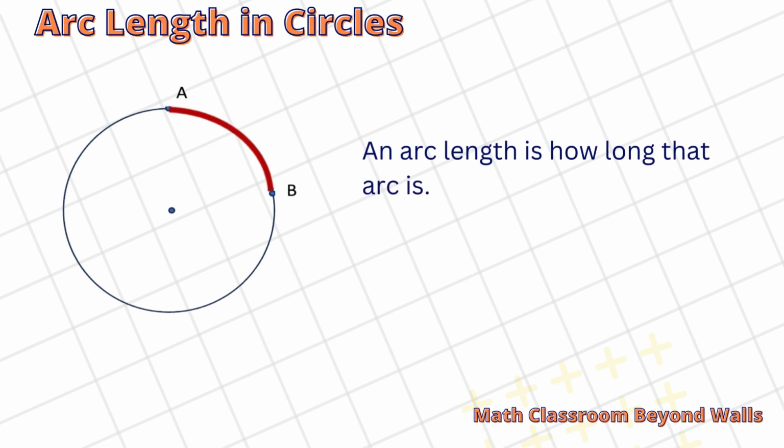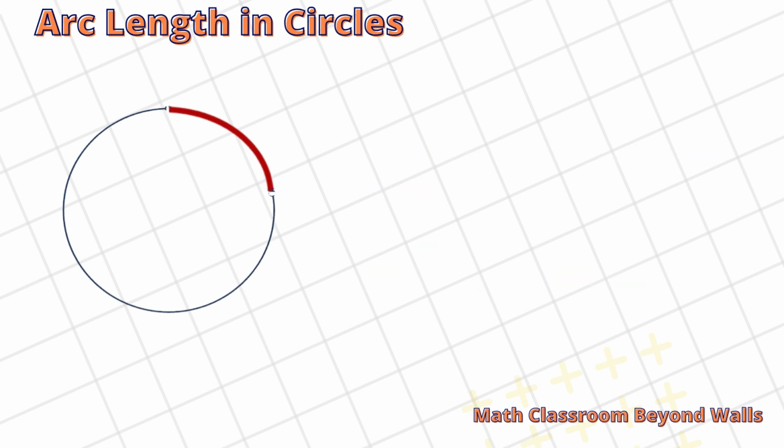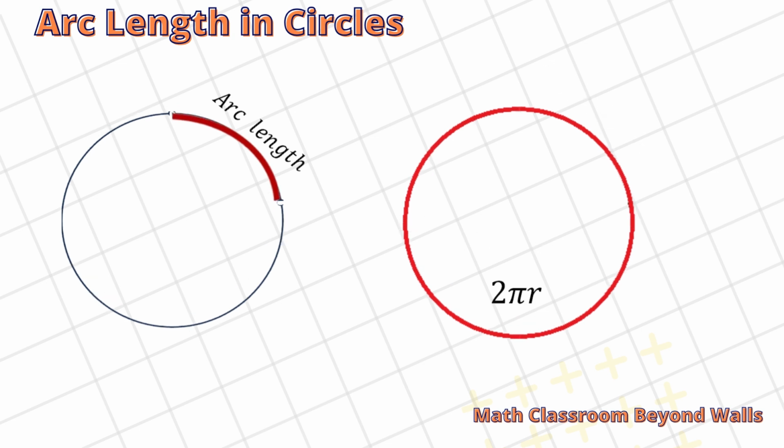An arc length, or length of the arc, is how long that arc is. Hence, its unit of measures are length units like inches, meter, feet, etc. Circumference, as everybody knows, is the total length around the circle. This total length has the formula of 2 pi r, where r is the radius of the circle.